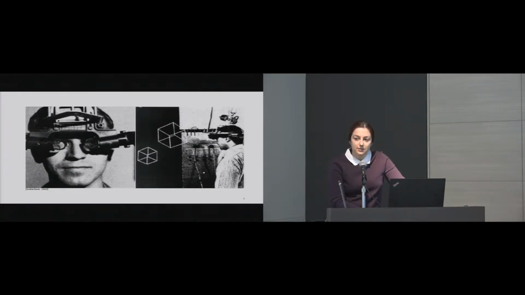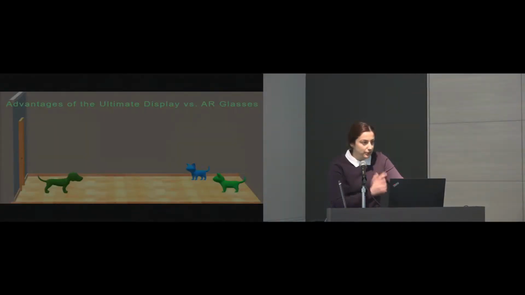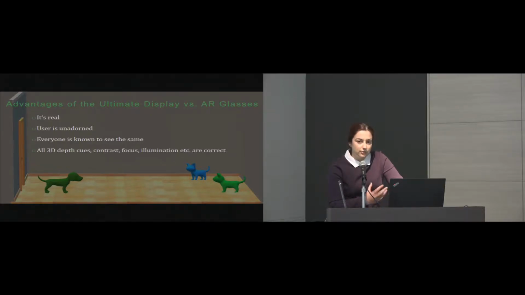And this vision has been very persistent through the years, and here we list some of the advantages of the ultimate display as opposed to, for example, augmented reality glasses. First of all, the content that is displayed is real, so we can see it, touch it, and the user does not need any device to interact with the physical content of the display. Everybody who is in the room sees the same thing, so it encourages discussion and collaboration. And 3D depth cues, contrast, focus, illumination are all correct as we know them. And also the physical matter is tangible, and as we know, people get adapted really early on to be able to process physical information.